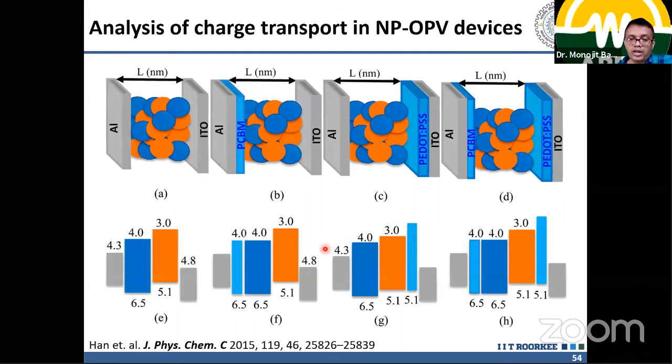Then one of my colleagues did some theoretical investigation of it. This theory is basically the drift diffusion model. You have the nanoparticle assemblies here, with two electrodes, and you can start putting in the buffer layers like PCBM, P3ST, PEDOT:PSS, or you can put PCBM and PEDOT:PSS, and look at the charge transport through all these devices.